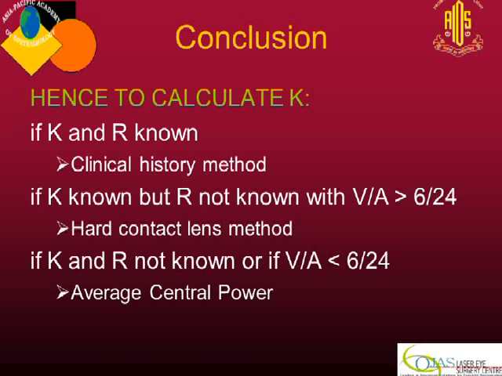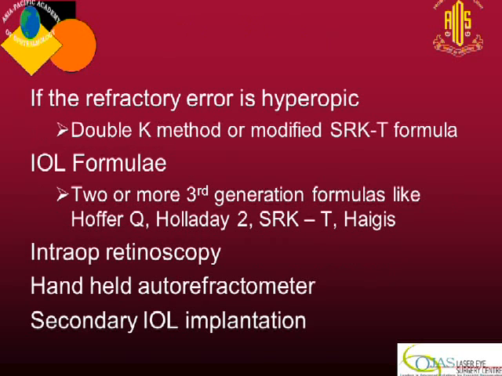And if K and refraction both are not known, and the visual acuity is less than 6/24, you can take the average central corneal power readings and do the measurements. If the refractive error is hyperopic, then the double keratometry method or the modified SRK/T formula is very useful. And the third generation formulas, like the Hoffer Q, Holladay 2 and the SRK/T, and Haigis formulas are also very useful.